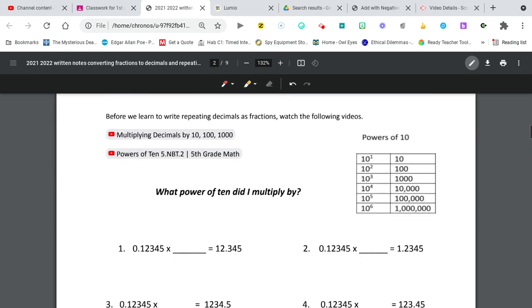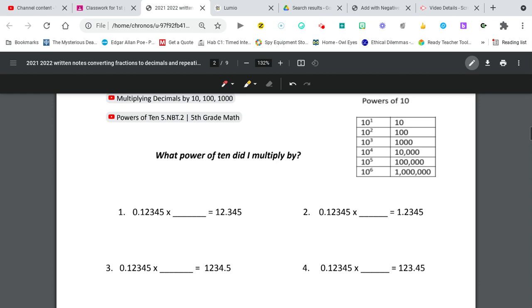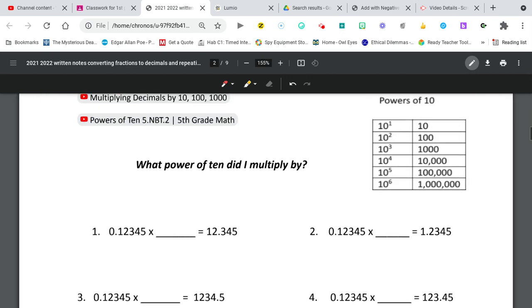And Thursday, I left off, I showed you a video about multiplying decimals by powers of 10. I explained to you powers of 10. Like 10 to the first power is 10. 10 to the second power is just 10 times 10, which is 100. 10 to the third is 10 times 10 times 10, which is 1,000, and so forth. But I told you the exponent corresponds to the number of zeros. So an exponent of 2 means it has 2 zeros. Exponent of 3 means it has 3 zeros. Exponent of 4 means it has 4 zeros, and so forth, okay?